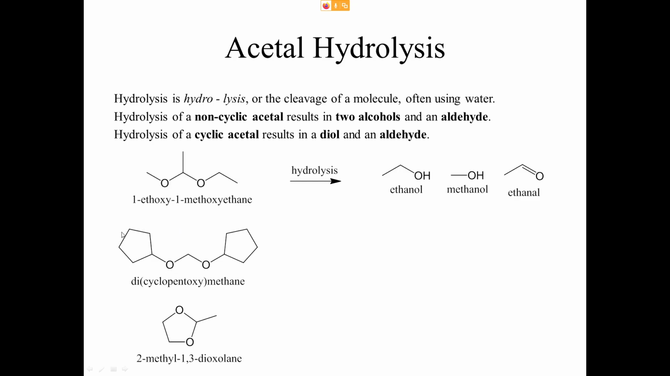So I'm going to get 2 identical alcohols because these were the same. And what will the name of that alcohol be? Cyclopentanol, and I'd actually get 2 of them, right? So I'll put a little 2 in front of it in the reaction. So I get 2 cyclopentanols.